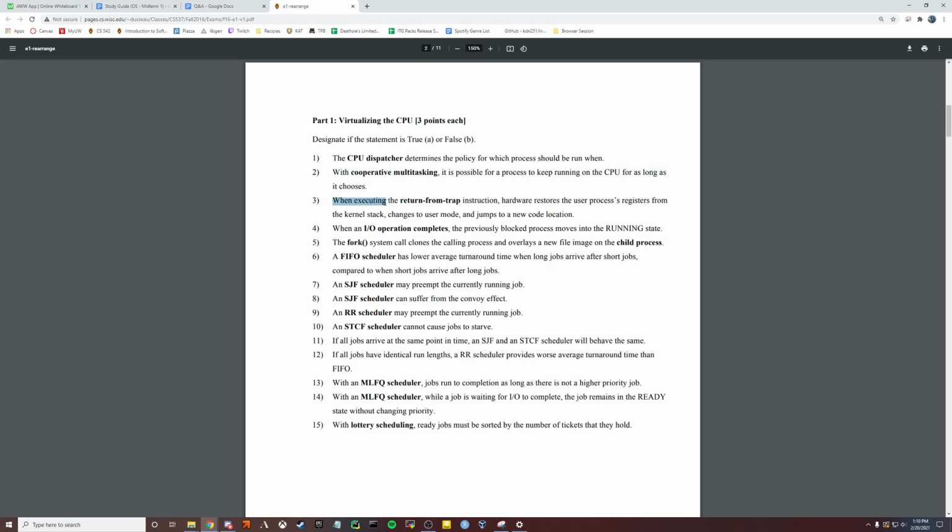When executing the return from trap instruction, hardware restores the user process's registers from the kernel stack, changes to user mode, and jumps to a new code location. That sounds true to me. That sounds just like the typical context switch, right?